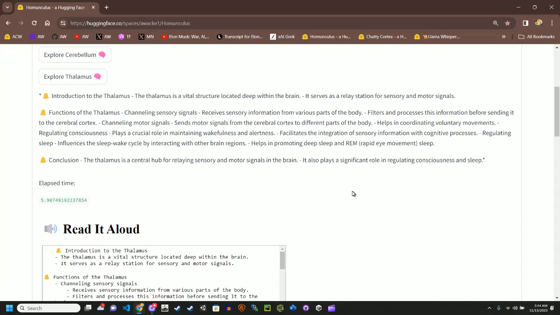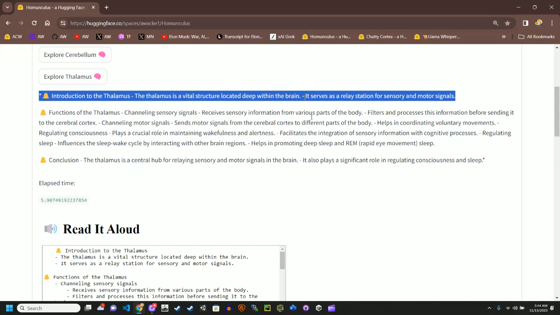Introduction to the thalamus. The thalamus is a vital structure located deep within the brain. It serves as a relay station for sensory and motor signals. Functions of the thalamus.